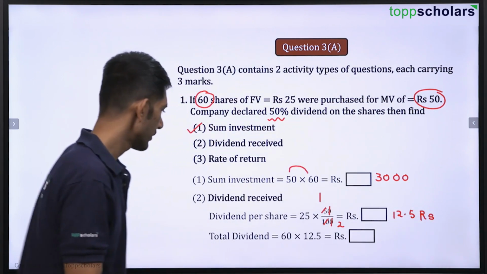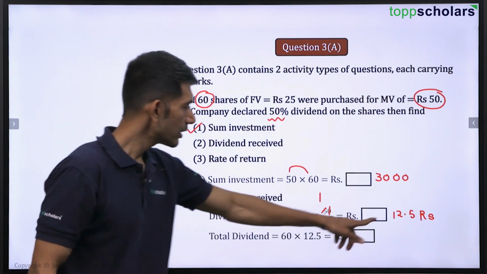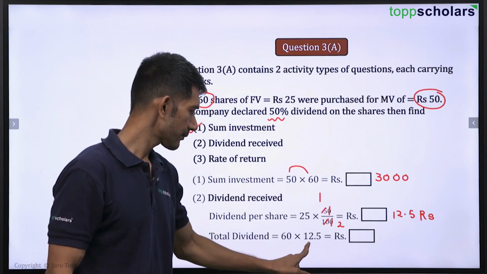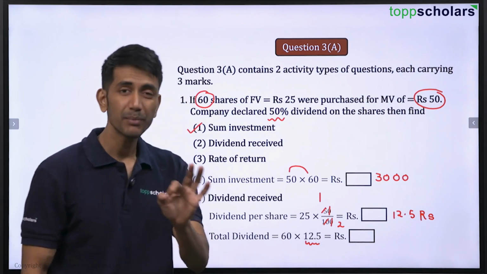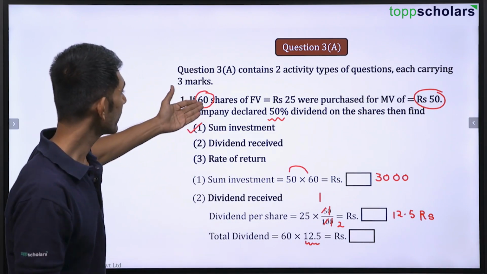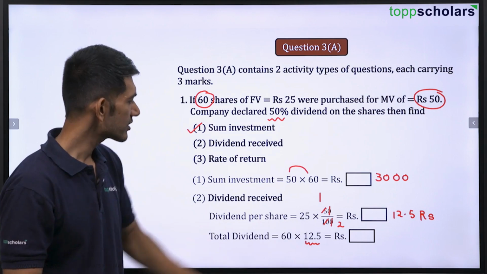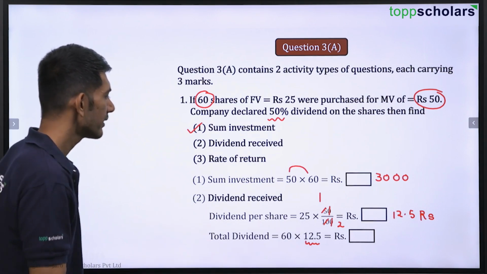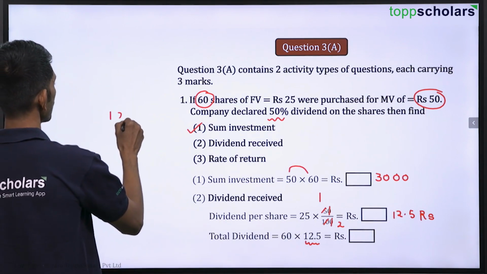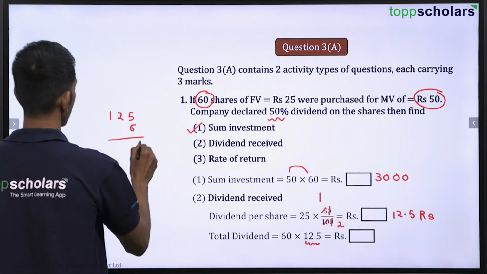Correct? So what will be the total dividend? 12.5 rupees is the dividend per share. Total shares, how many were there? 60. So 60 into 12.5, right? That is, you just do 125 into 6.